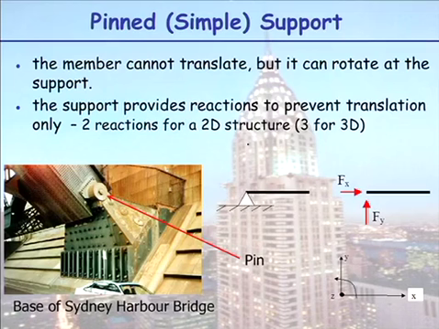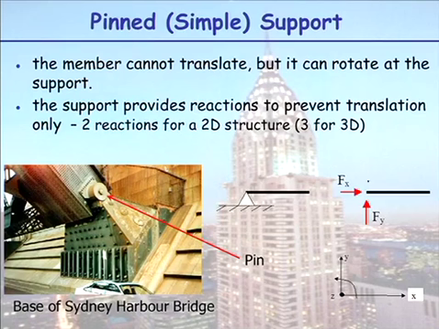Our next support type is what we call a pin or a simple support. Here we have the base of the Sydney Harbour Bridge. So effectively we have a hole in our arch bridge here, and we have a support point, and we slot the two members in and we slide a pin into the joint. So a pin is like a door hinge. So the member can't translate, but it can rotate at the support. So the support now provides reactions to prevent translation only.